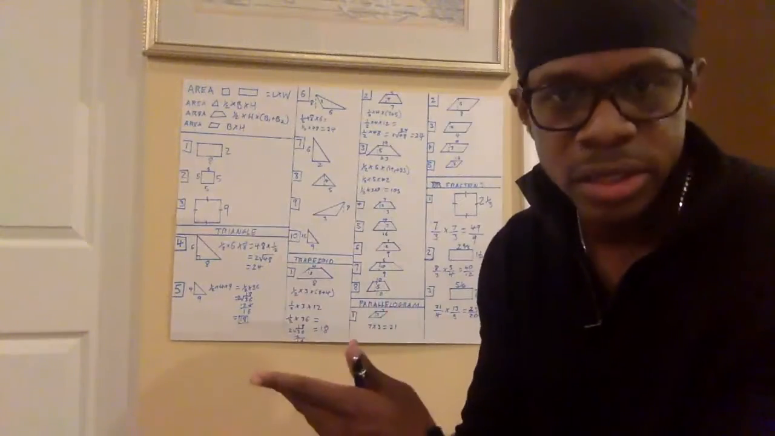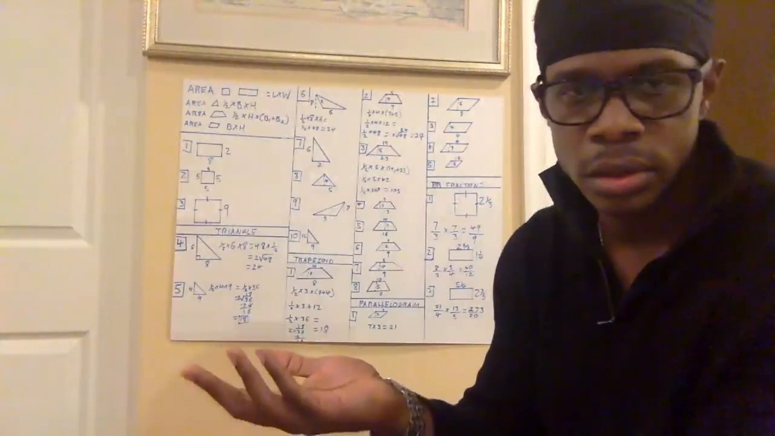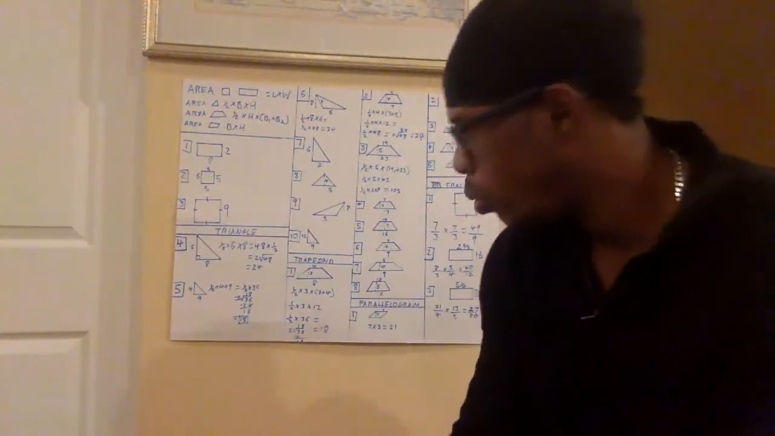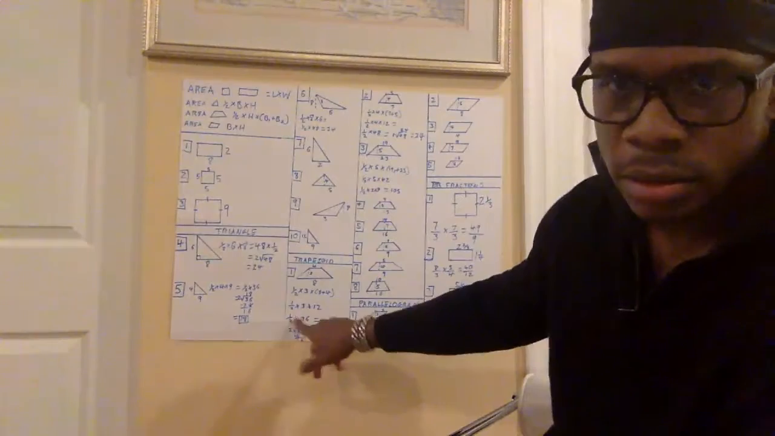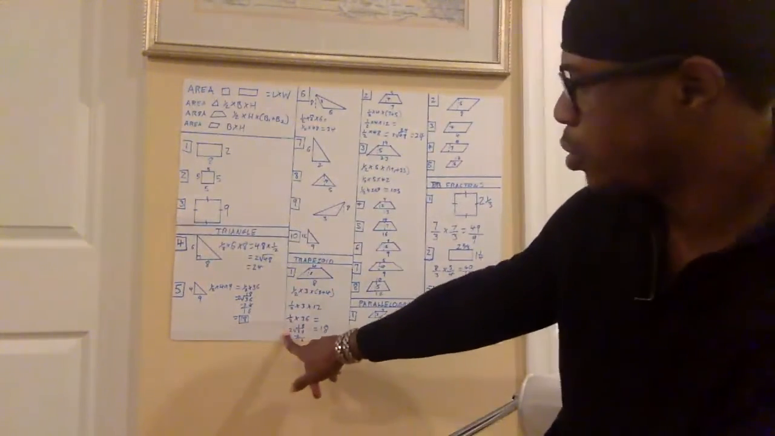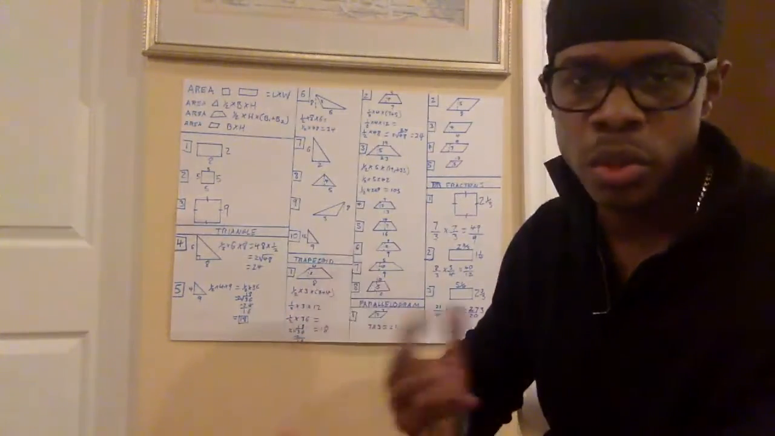Same thing as a triangle. You can just say a half of 12 is 6. 6 times 3 is going to give you 18, or you could say 12 times 3 is 36, and then 36 times a half, or 36 divided by 2, is going to give you the same 18. It's whichever one works best for you.